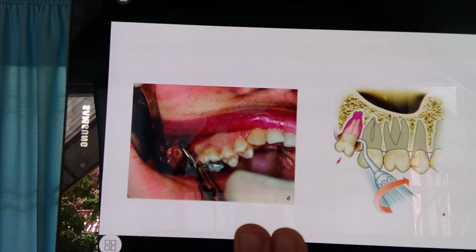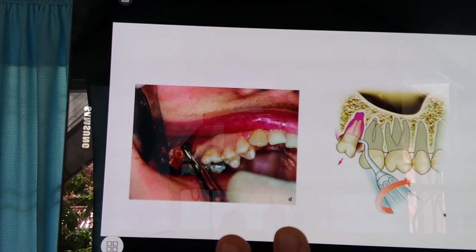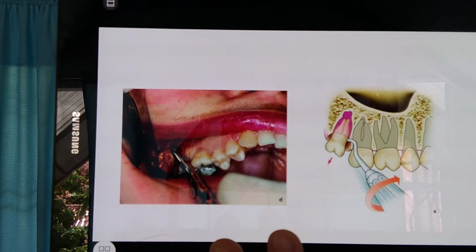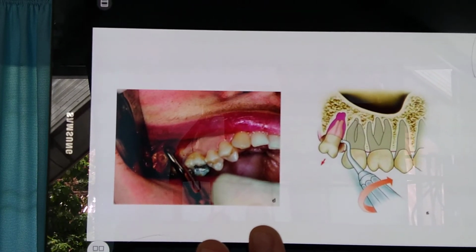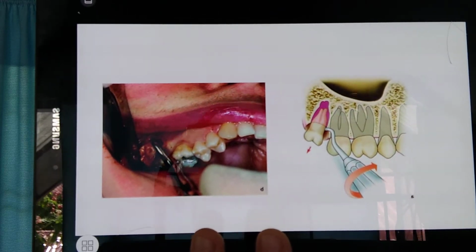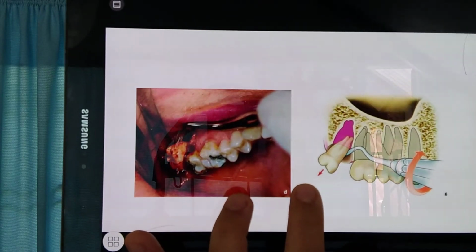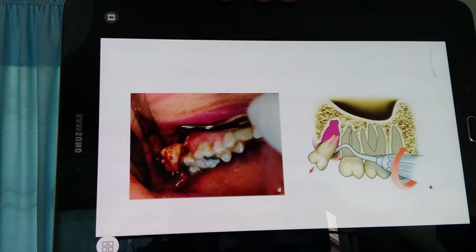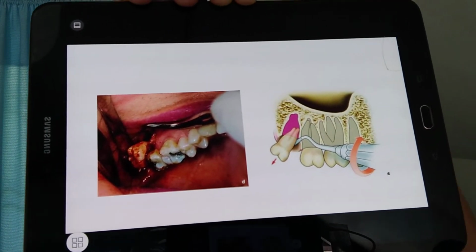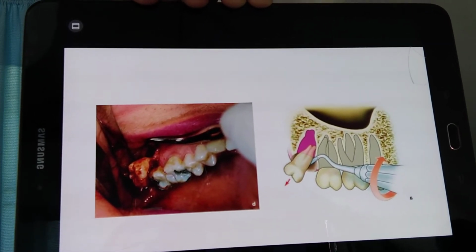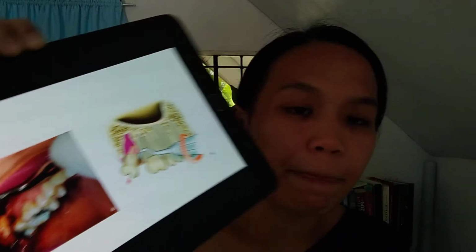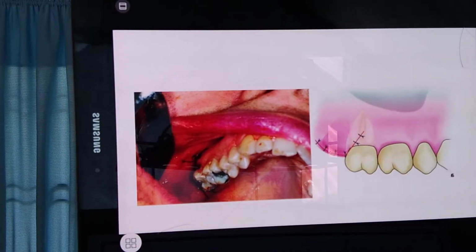Thus, using a straight or double angled elevator in the mesial aspect of the tooth, always buccally, the tooth is luxated carefully, posteriorly, outwards, and downwards. This picture shows the luxation of the tooth. As you can see here, they made enough space for you to luxate. And then, after the luxation, you can safely remove the tooth.